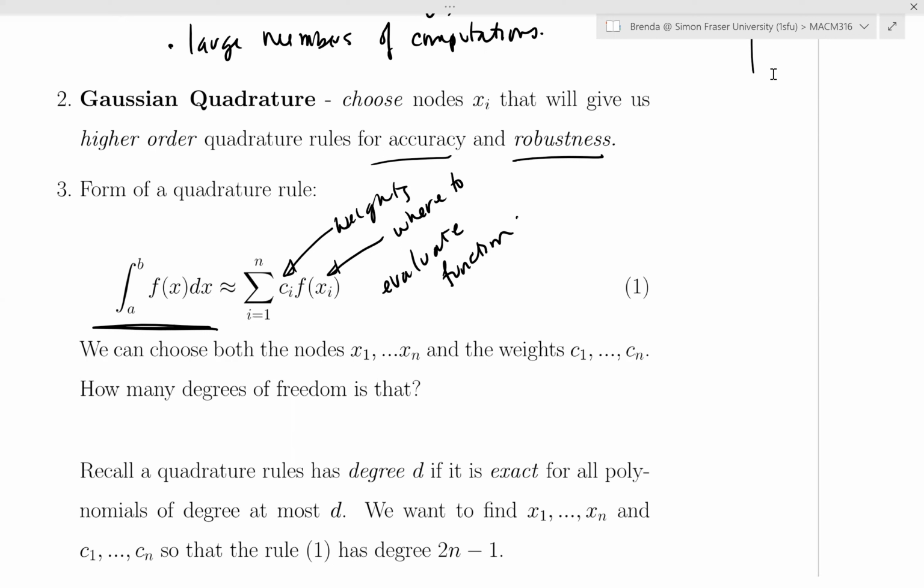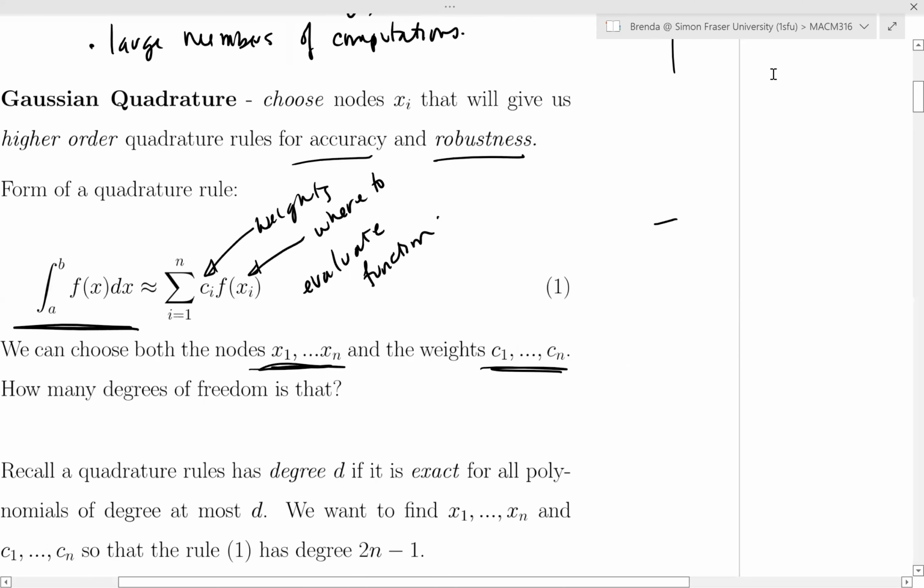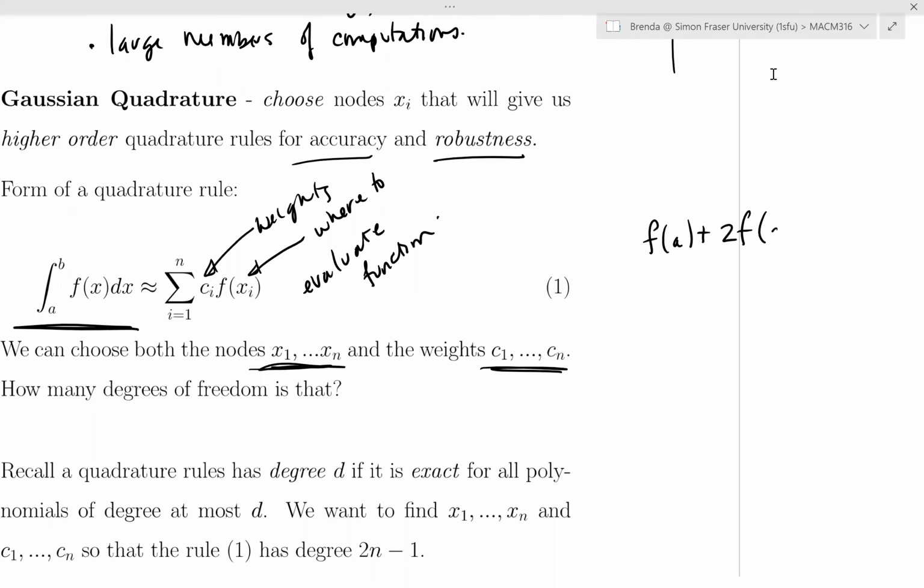So if we know the underlying function, or where we have the ability to measure data where we want, then we can choose both the positioning of the nodes and how much emphasis we're going to put on each one of the nodes. So let's just write out the most basic trapezoidal rule. What does it look like? F at A plus 2 times F at (A plus B) over 2, right? No, hang on. What does it look like? Hang on, I'm going to get it right.